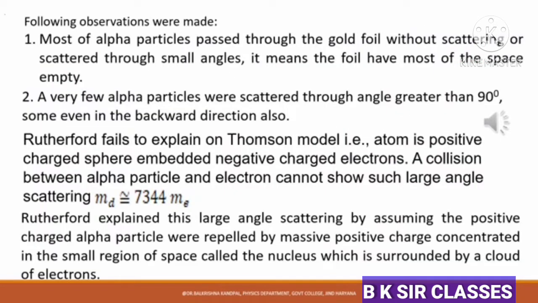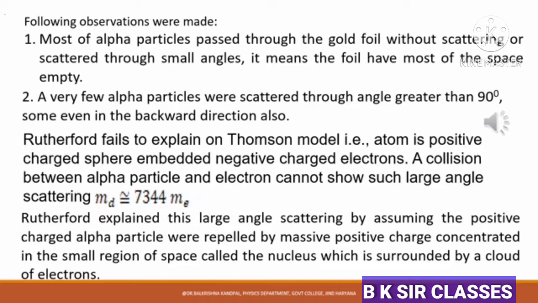Some observations were made in this alpha particle scattering experiment of Rutherford. First observation: most alpha particles pass through the gold foil without scattering or are scattered through small angles. It means the foil has mostly empty space. Second observation: very few alpha particles were scattered through angles greater than 90 degrees, some even in the backward direction.